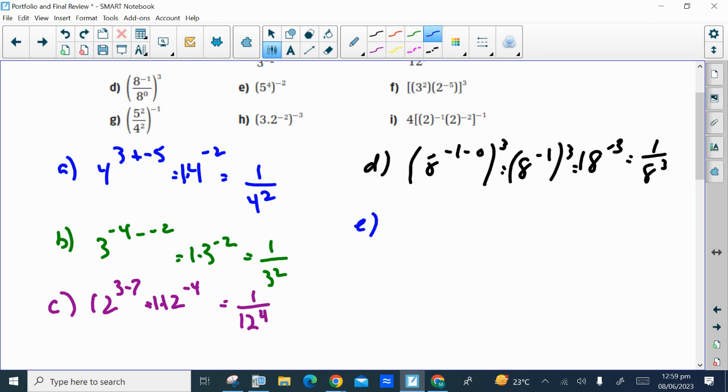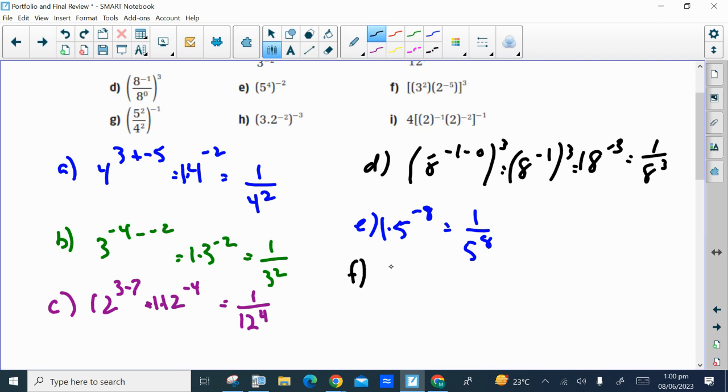For question E, again, one exponent raised to another, you multiply the exponents, base stays the same. 4 times negative 2 is negative 8. This is 1 times 5 to the negative 8. The 1 stays on top. The 5 moves down to the bottom, and the exponent sign becomes positive. So there's the answer to part E.